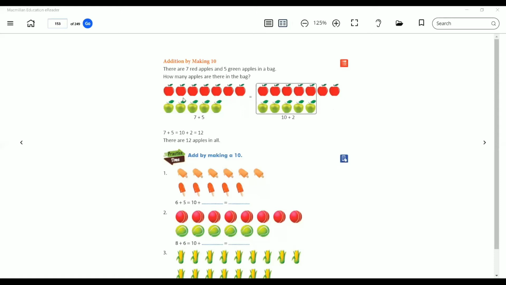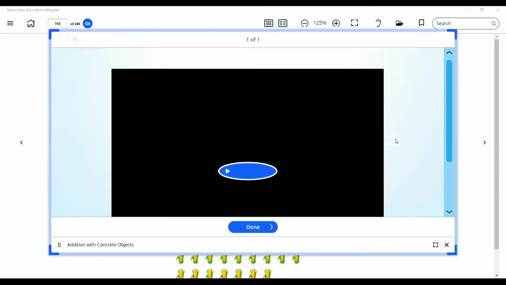And how many green apples do we have? 1, 2, 3, 4, 5. So how can we find out the total number of fruits? Okay. How can we find out the total number of apples? Firstly, we have to make the group of 10. Okay. So here we have 10. So how many apples are remaining? 2. So 10 plus 2 will be 12. Okay. We can also understand it with the help of one video. Okay.